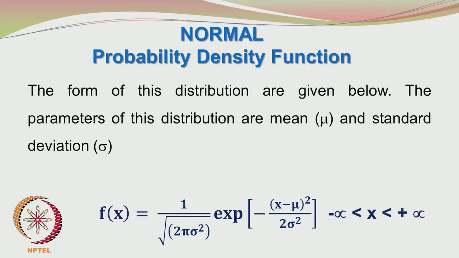Let us look at the probability density function for the normal distribution. The function is denoted by f of x, and that is given by 1 by root 2 pi sigma squared times exponential of minus x minus mu whole squared by 2 sigma squared. Mu is the mean of the distribution, sigma squared is the variance of the distribution. The lower limit is minus infinity and upper limit is plus infinity. So, x can take both negative values as well as positive values.